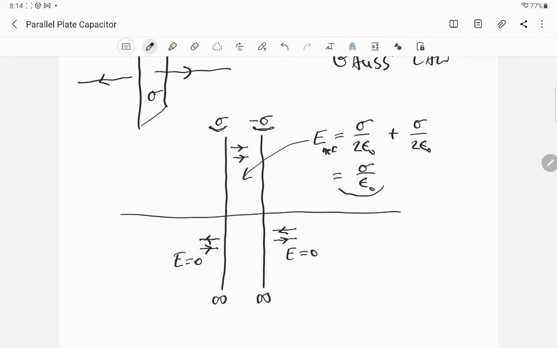But in between these two oppositely charged plates, the fields add to each other. They combine in a maximal way, and you have sigma over epsilon naught as the electric field between.